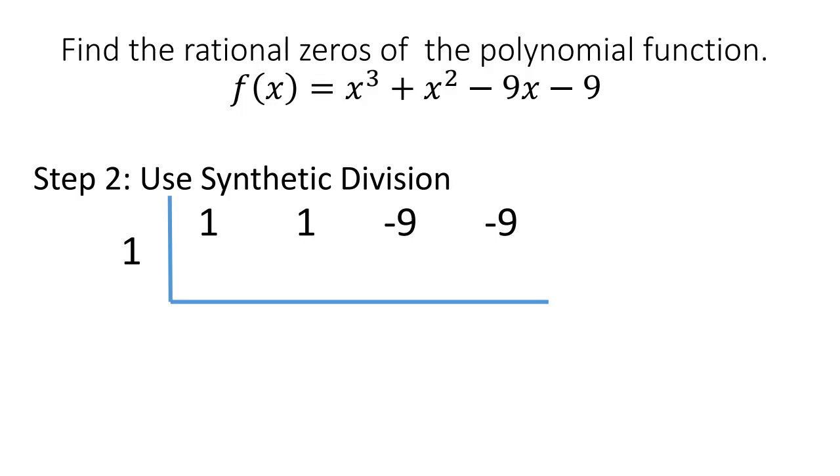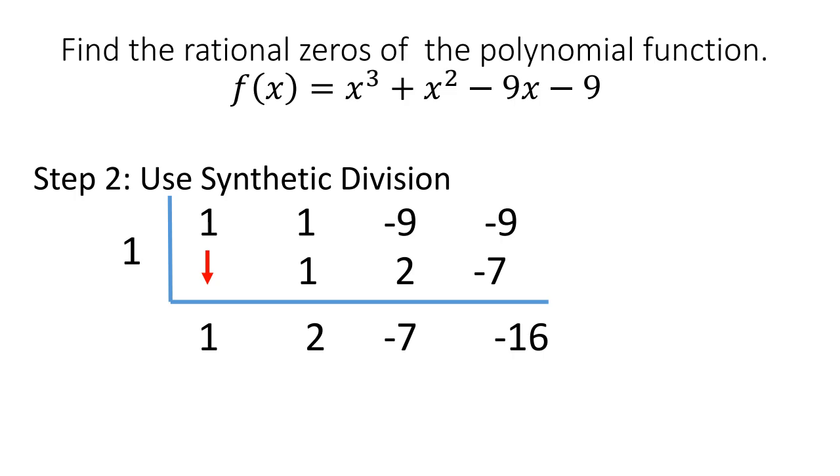I'm going to use the first possible zero, which is a 1. So to do synthetic division, the first thing you do is you bring down the 1, then you multiply it. 1 times 1 is 1, and then you add these two numbers. 1 plus 1 is 2, and then I repeat again. 1 times 2 is 2. Negative 9 plus 2 is negative 7. 1 times negative 7 is negative 7, and negative 9 plus negative 7 is negative 16.